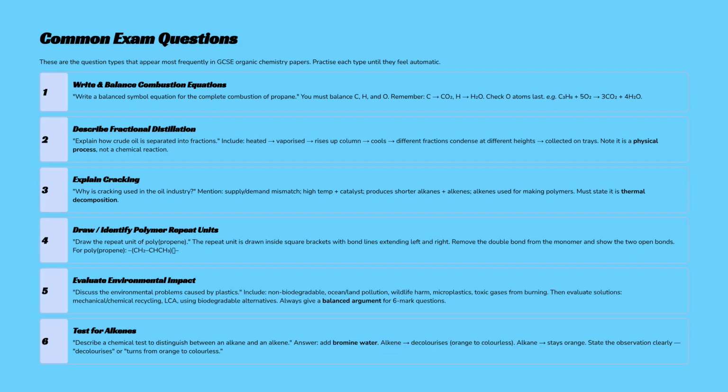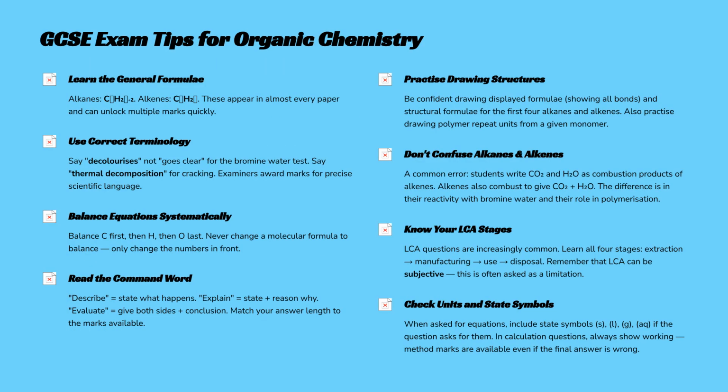The most common exam questions cover 6 areas. You must be able to write and balance combustion equations, describe fractional distillation, explain cracking, draw polymer repeat units, evaluate the environmental impact of plastics, and perform the test for alkenes. For exam success, learn the general formulae for alkanes and alkenes and use correct terminology like decolorizes and thermal decomposition.